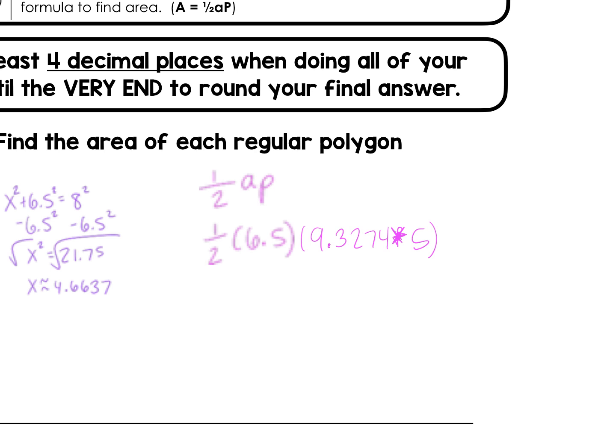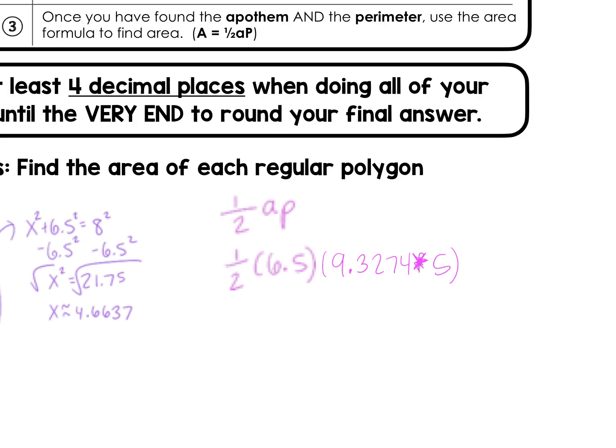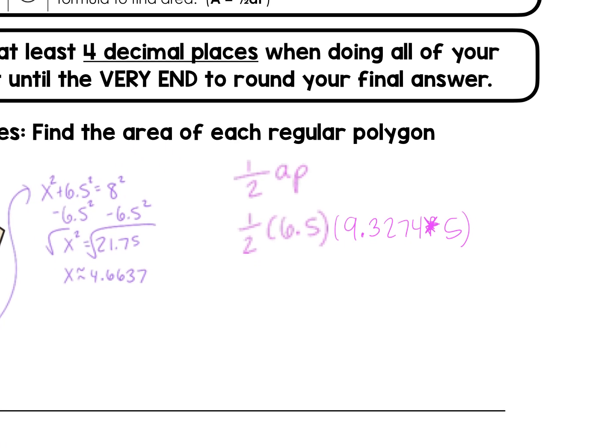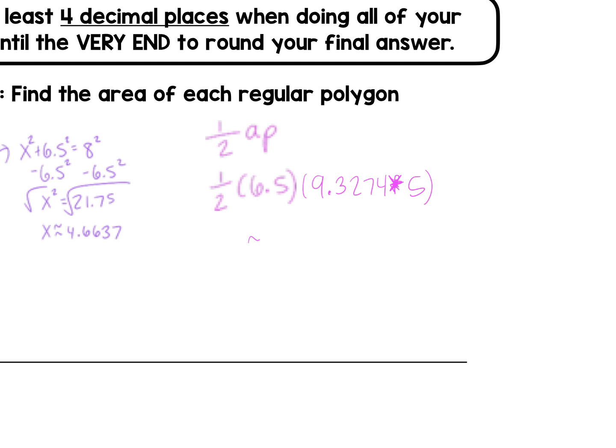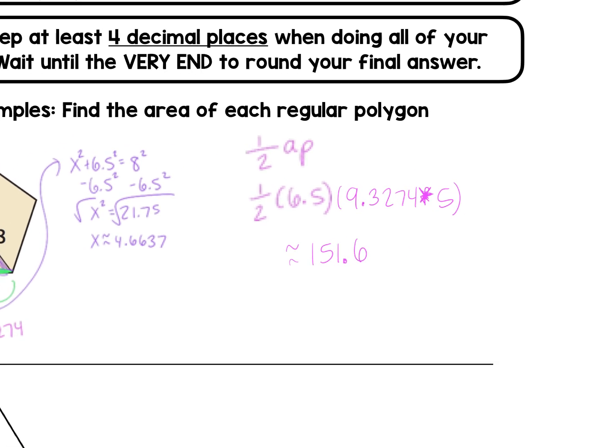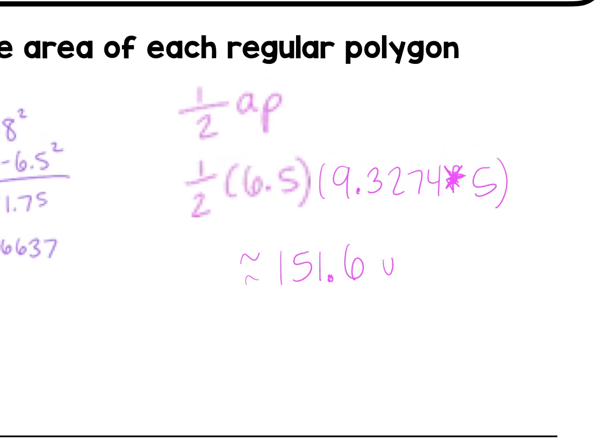So I'm typing in 1/2 times 6.5 times, I'm going to use the previous answer button rather than typing in that 9.3274, and then times 5. It says round your final answer. It doesn't say how many decimal places we should round our final answer to. I'm just going to put the nearest tenth. It actually rounds up to 0.6 according to what I have. We have no units. So keep in mind that's an area, so it's square units.